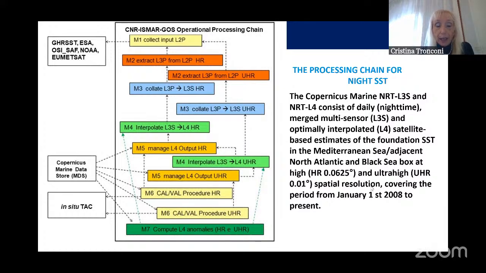Then we extract the area we are interested in, the Mediterranean and Black Sea. We put together and collate all the information in an L3S data at two different spatial resolutions, high resolution and ultra high resolution. Then, using optimal interpolation, we create the L4 data. Then we transform the binary data into the delivery format, and we deliver through the Copernicus Marine data.